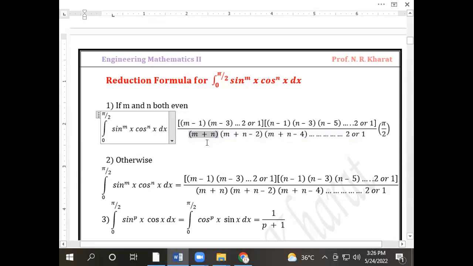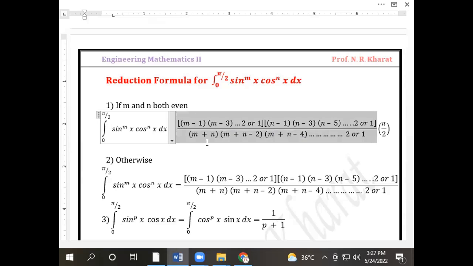So the first term is m plus n, the second term is you subtract 2 from the summation of your m and n, and so on until we get either 2 or 1. If both are even, then this product of the subtraction of odd numbers from m and n is divided by the subtraction of all even numbers from your addition of m and n, and is multiplied by pi by 2.